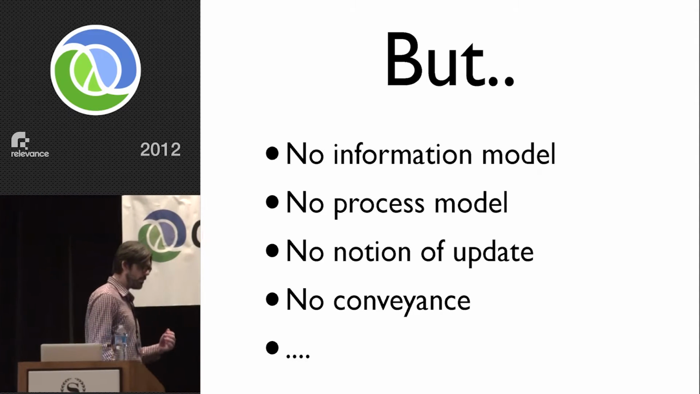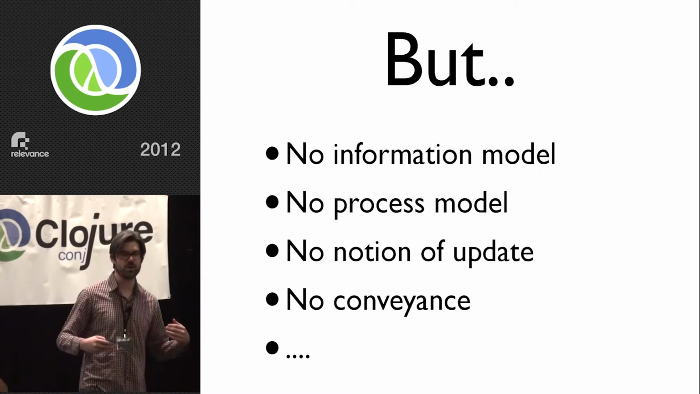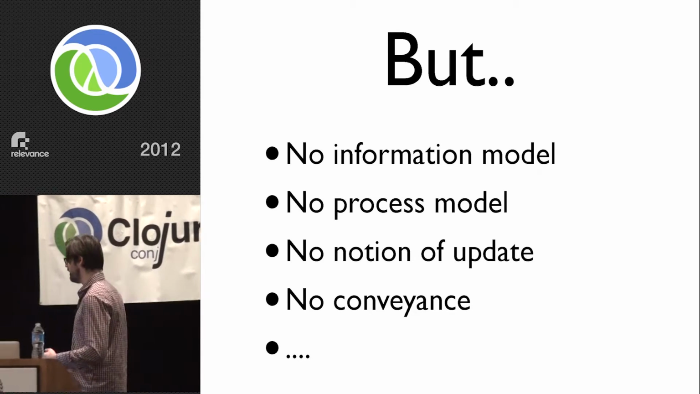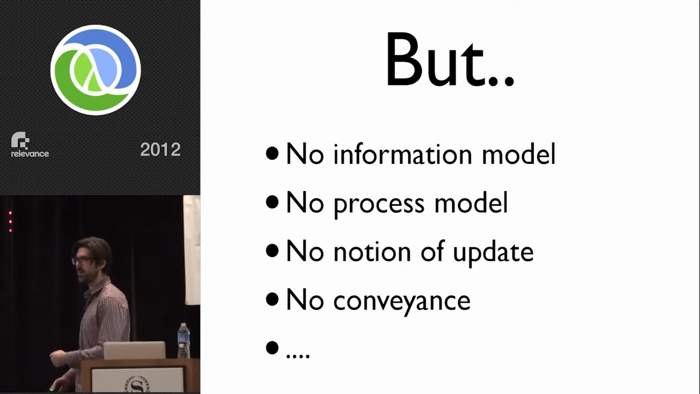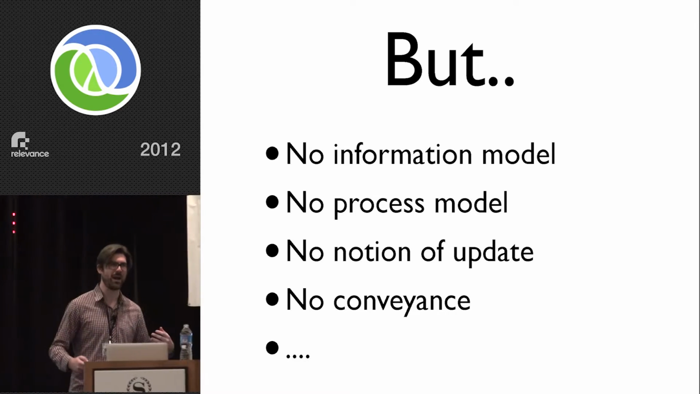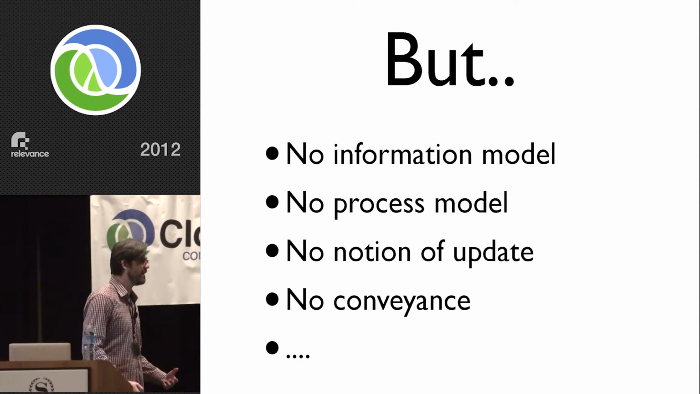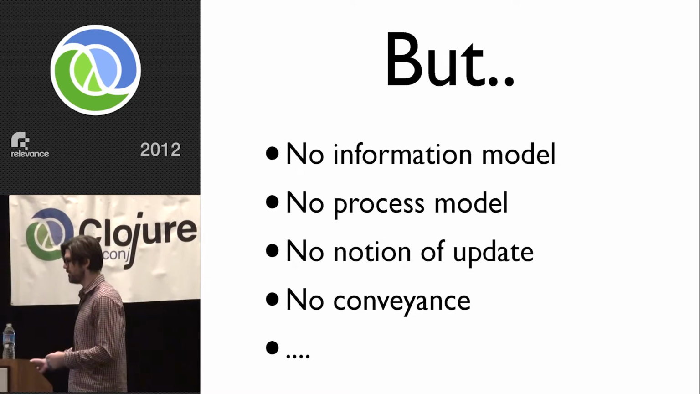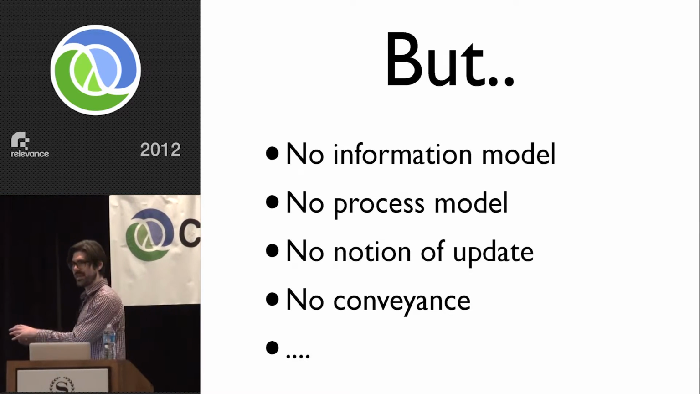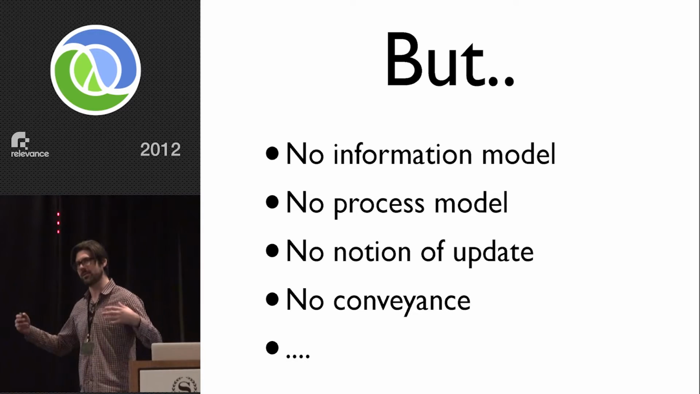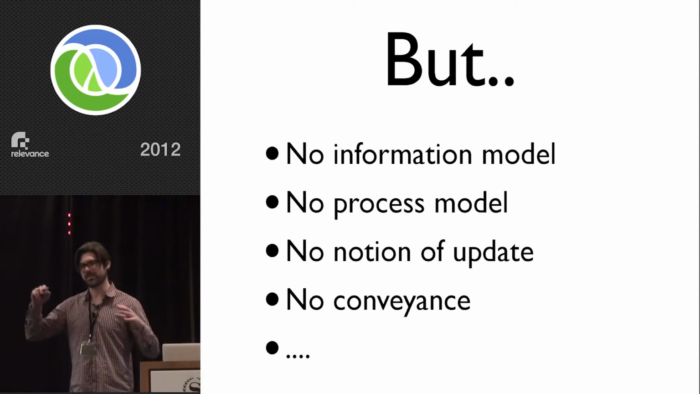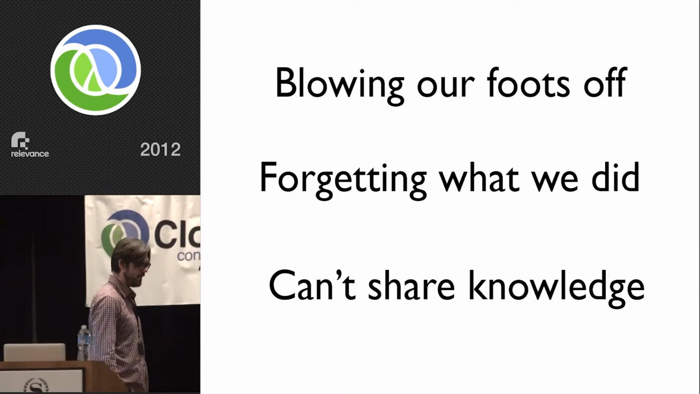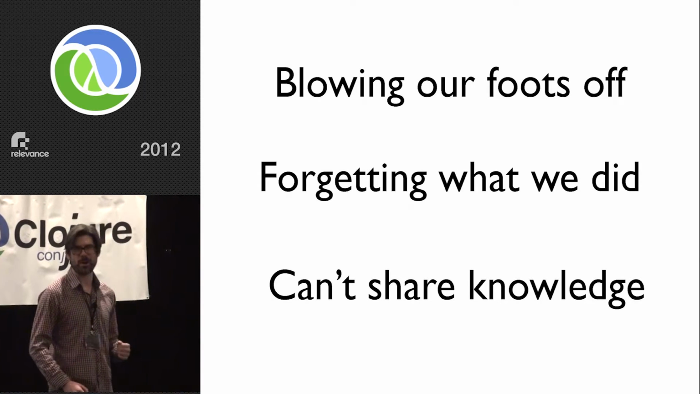So the problem is when we are computing as humans, within the language of the system, there's no information model, there's no process model, there's no notion of update, there's no built-in notion of conveyance. We're flying blind, without the facilities of Clojure inside the process, and outside of however we set up our system to handle some particular case. And what ends up happening is we're constantly blowing our feet right off.